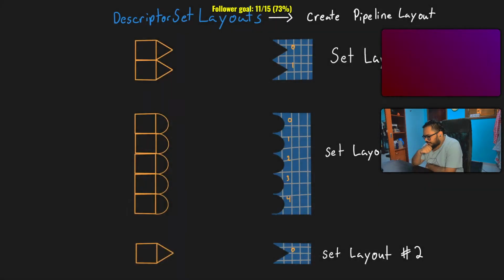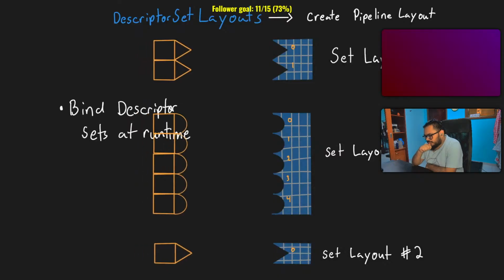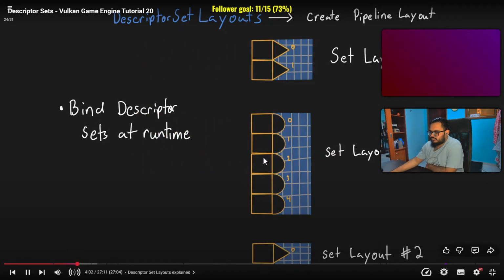Okay, then after being created with these descriptor set layouts, the pipeline will then expect at runtime the descriptor sets to be bound into each of these slots before a draw command is called.